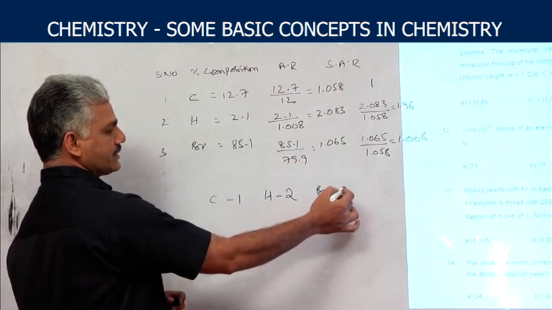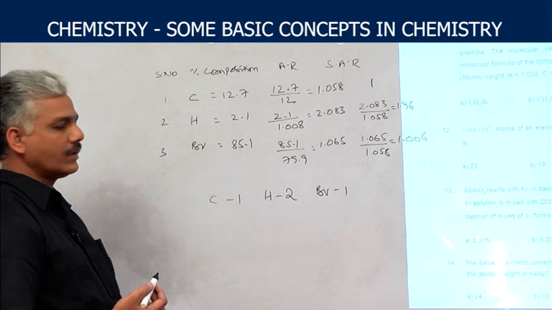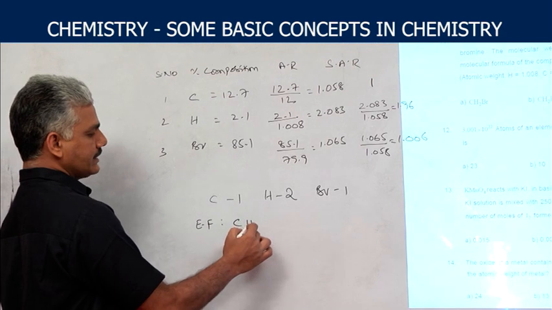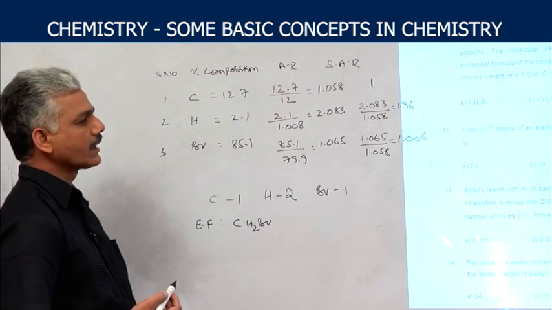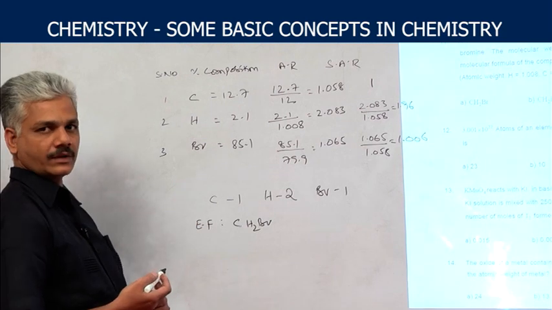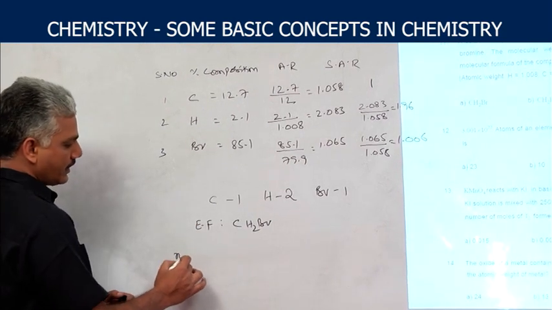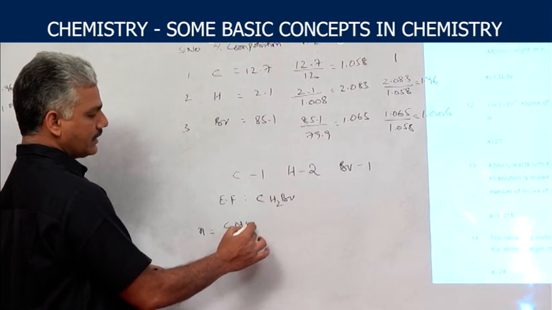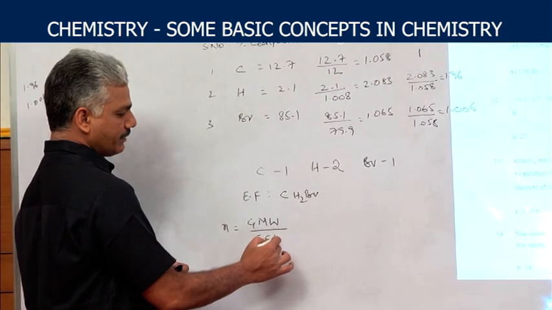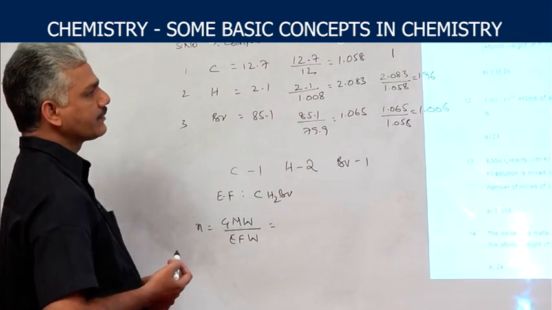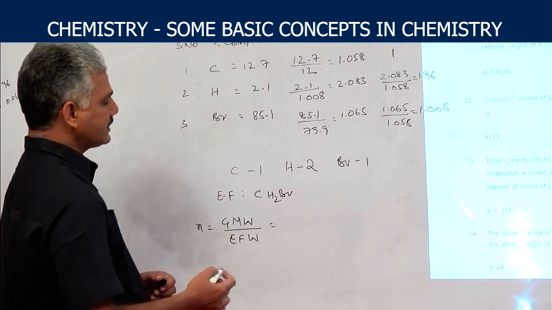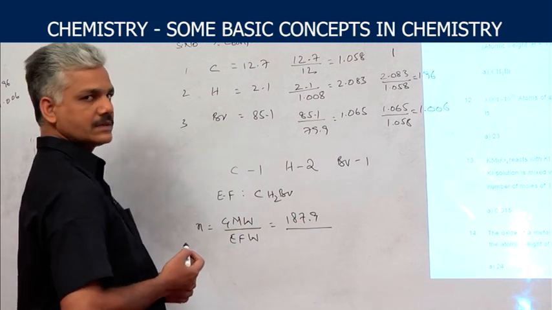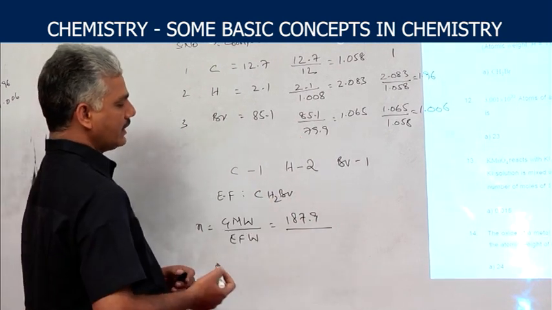Bromine 1.006 can be taken as nearer to 1. Therefore, the empirical formula of the compound is CH2Br. What we have to calculate is the molecular formula, and for calculating the molecular formula, first we have to calculate the n factor, which is calculated by using the relation gram molecular weight by empirical formula weight. Gram molecular weight of the compound is given as 187.9. Empirical formula weight we have to calculate from the available data.